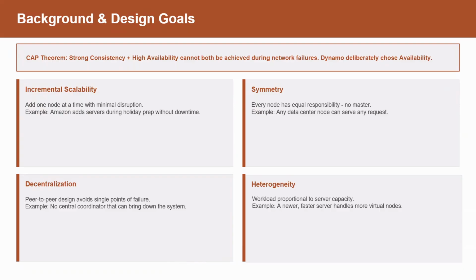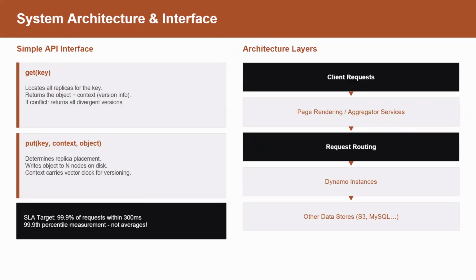And decentralization, so there is no one node that knows the details of all other nodes. Every node is peer-to-peer: one node knows about some other nodes, and those nodes know about some others. So there is no single point of failure. Then also, workload is distributed proportionally to server capacity. For example, a new faster server handles more virtual nodes than an old one. That's the background and design goals, and then we move to the architecture of Dynamo.